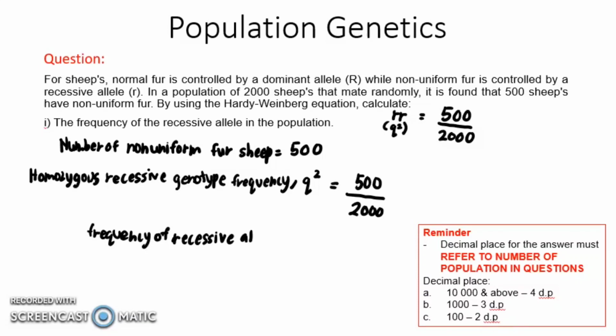So based on the Hardy-Weinberg equation, the frequency of the recessive allele is represented by q. So you need to find that 500 over 2,000 is actually 0.25. So write it down here first: q square equal to 0.25. To get the frequency of the recessive allele, you just find the square root of 0.25. So you will get the answer: the frequency of the recessive allele is equal to 0.5. This is the answer for the frequency of the recessive allele.